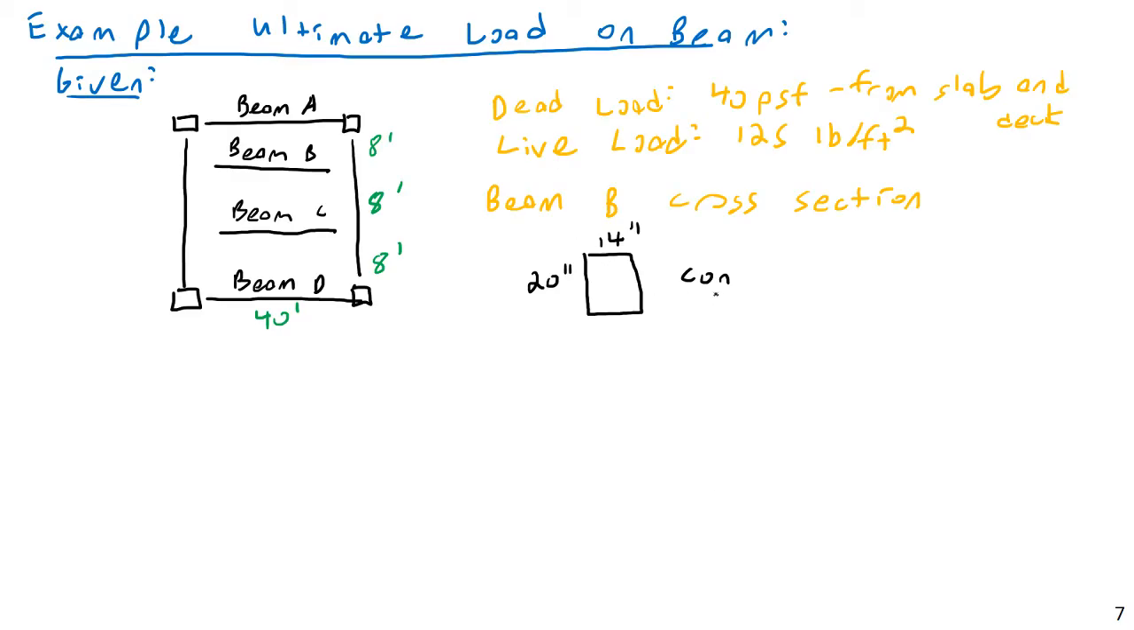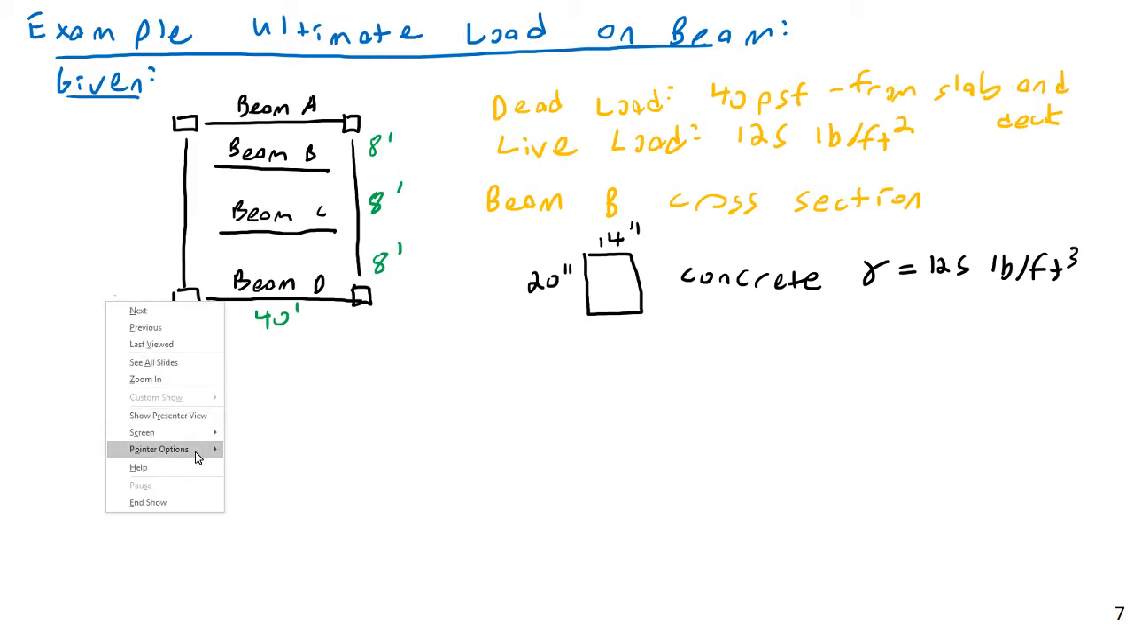And that is the case in this problem. In this particular problem, we are told that our concrete section has a gamma, or a specific weight, of 125 pounds per cubic foot. And then I want to find the ultimate load on this beam.